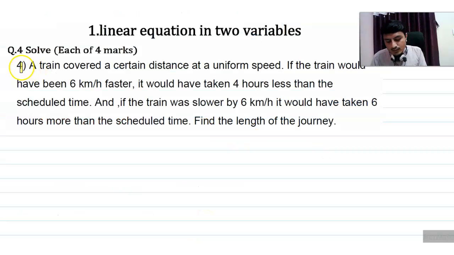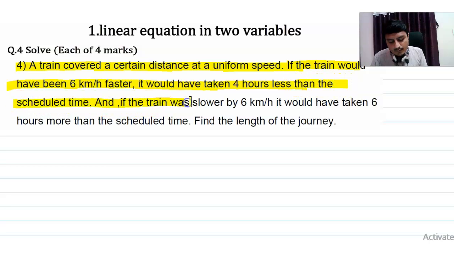Now look at question number 4. A train covered a certain distance at a uniform speed. If the train would have been 6 km per hour faster, it would have taken 4 hours less than the scheduled time. And if the train was slower by 6 km per hour, it would have taken 6 hours more than the scheduled time. Find the length of the journey. Be focused on such kinds of questions.